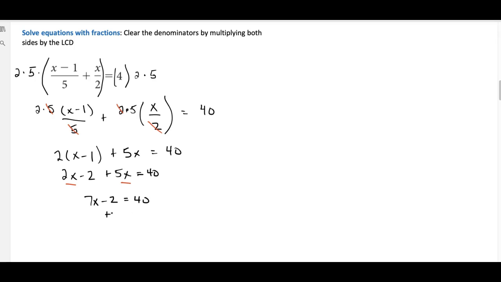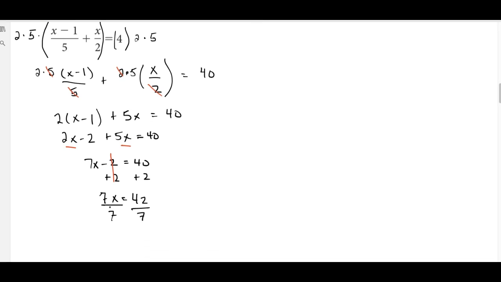Now I'm going to add 2 to both sides, and the 2 is going to subtract out. And I get 7x equals 42. Now I'm going to divide both sides by 7. I've just run out of room a little bit, so I'll scoot things down. The 7's are going to divide out, and I'm left with x equals 6 again, strangely. I get x equals 6.